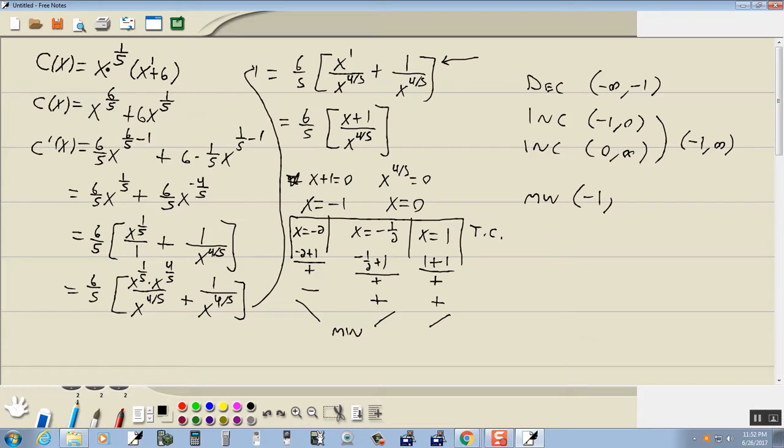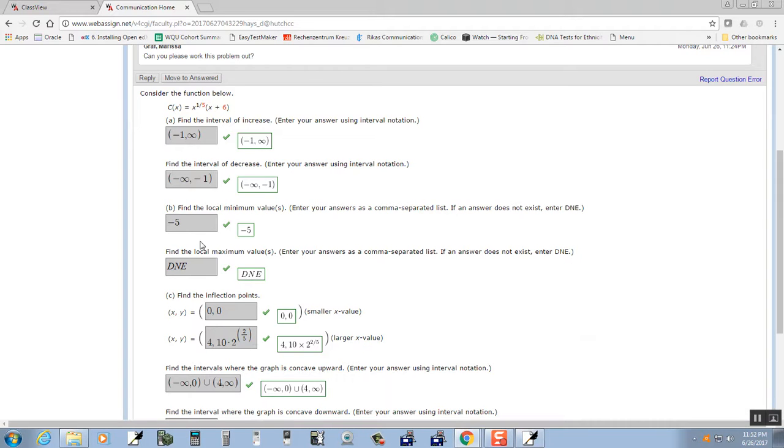Well, if I plug in negative 1 here, negative 1 to the 1/5 power, that's like the 5th root of negative 1, which is negative 1. Negative 1 plus 6 is 5, so that gives me negative 5, assuming I'm doing my math correctly. And I guess they're just wanting the y part, they're not wanting the point. But you see this a to the negative 5. Now there is no max, that's why it does not exist.